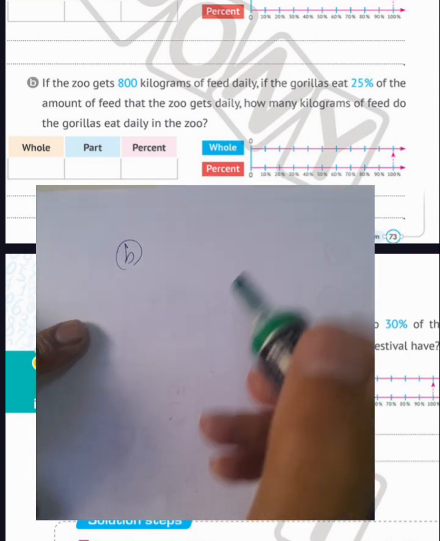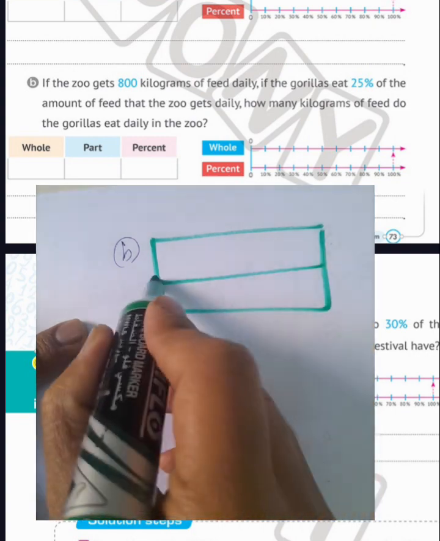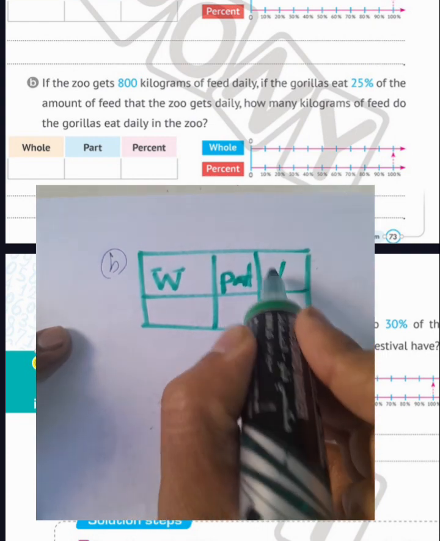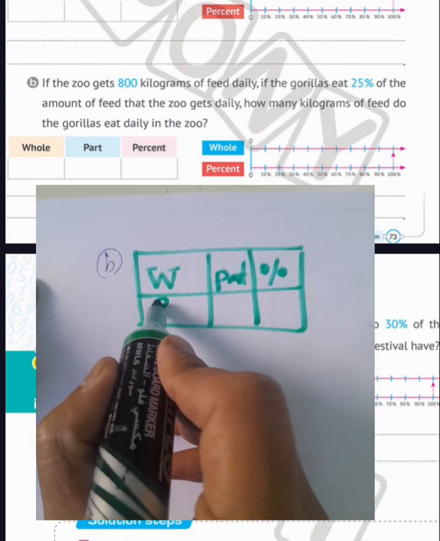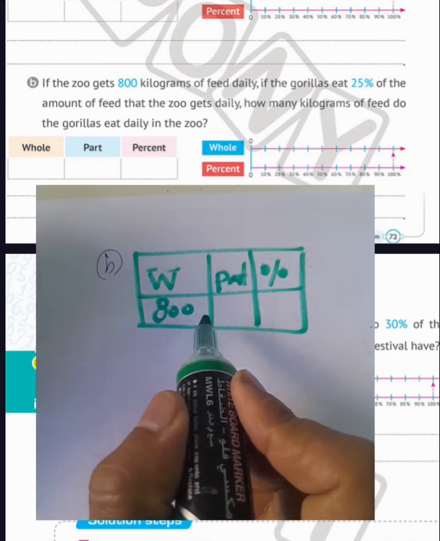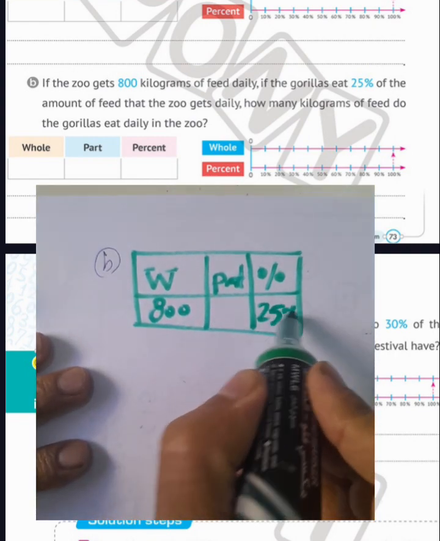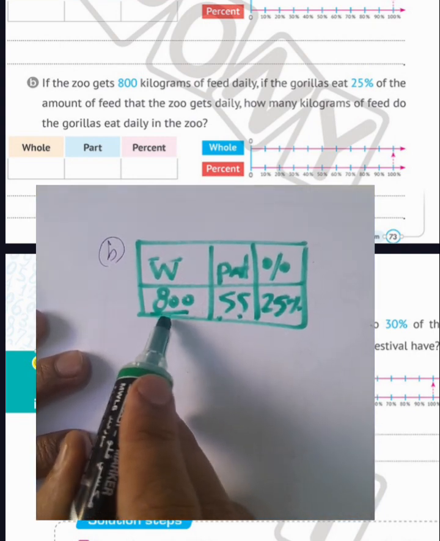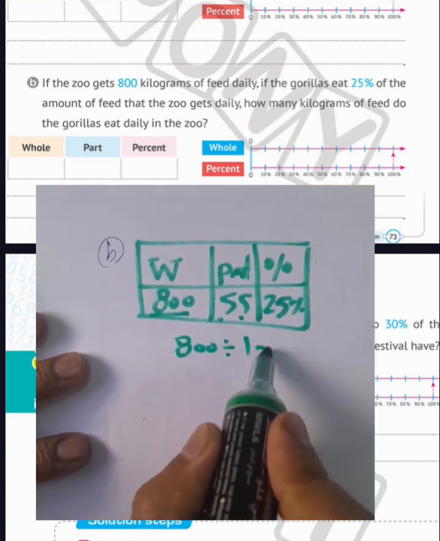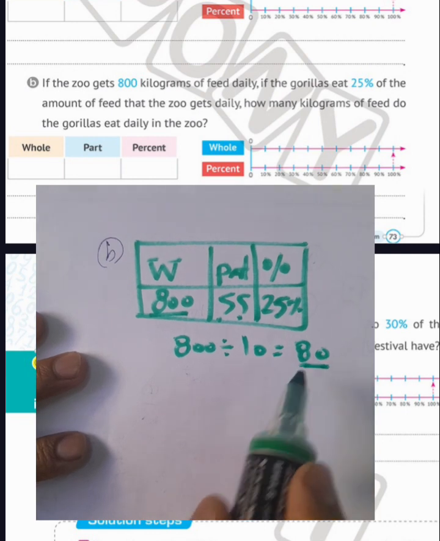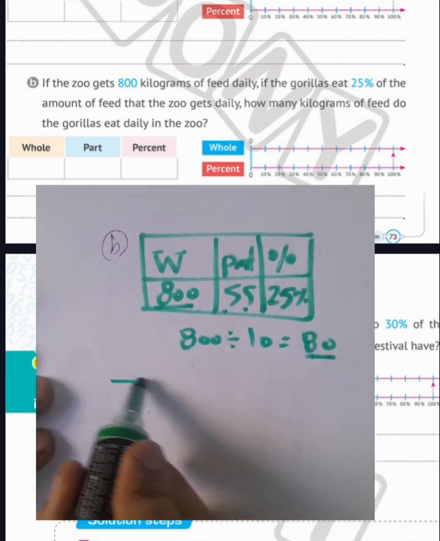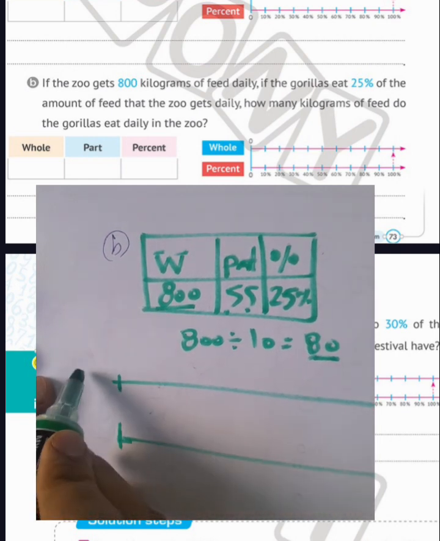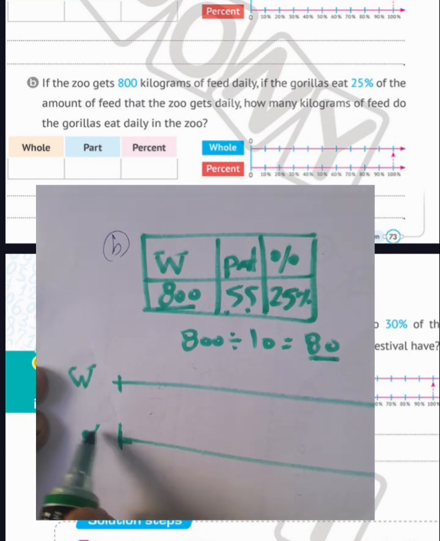I will draw a table. We have the whole number, the part, and the percent. The whole number here will be 800 kilograms, and the part I don't know. First we write 800 divided by 10. It will be 80. And we want to find 25. How many parts? I will draw two parallel number lines, here for the whole numbers and here for the percent.